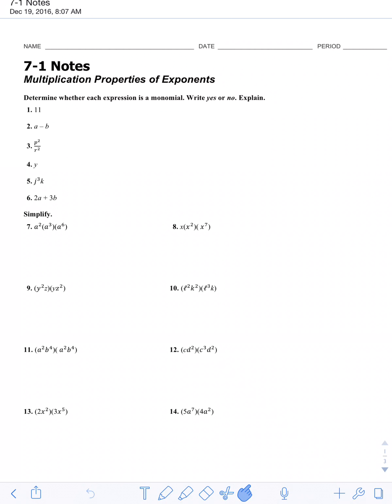All right, so this is your 7-1 notes. We're going to go ahead and start with the first 6. So it says determine whether each expression is a monomial. All that means is it's just either numbers or constants multiplied together, kind of put together if you want to say. Write yes or no and then explain.